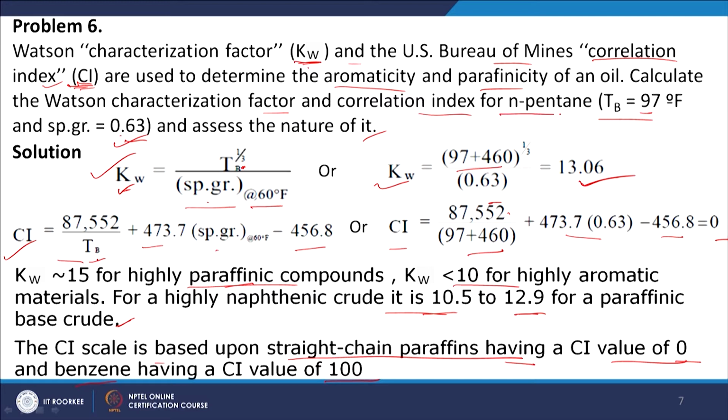And now, we compare n-pentane, it is a normal, straight chain, and pentane is a paraffin. So, now it is solved, and by the value of the Ci and Kw we can predict what type of compound it is.